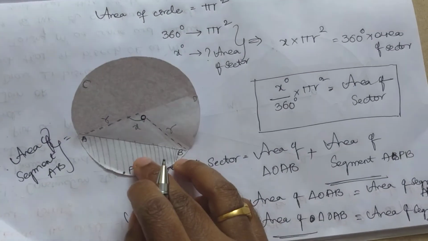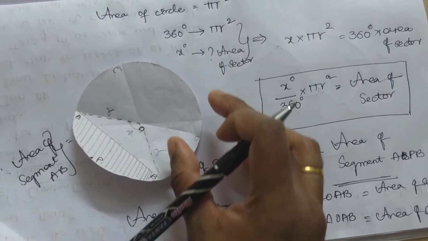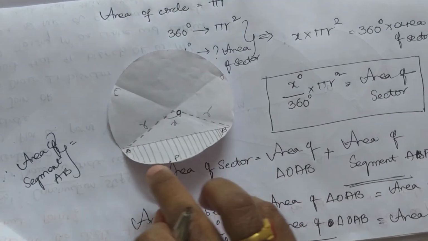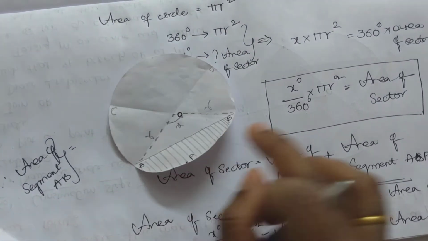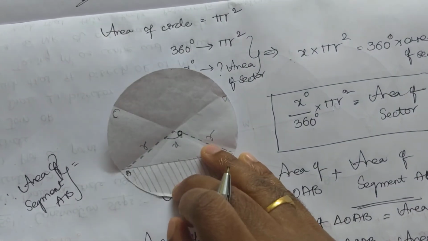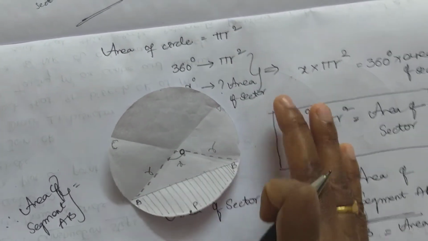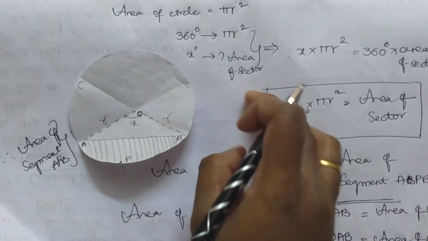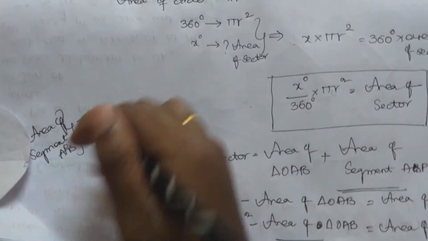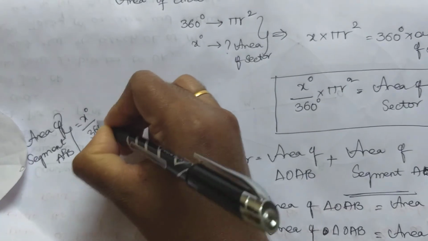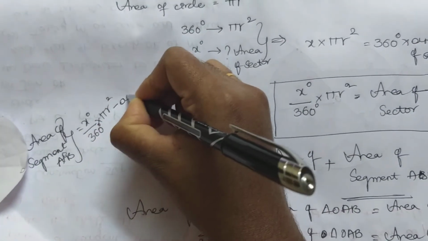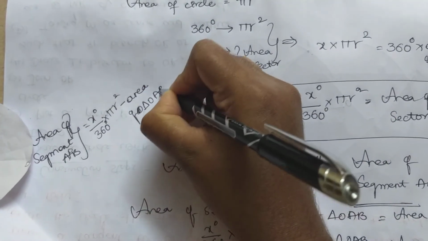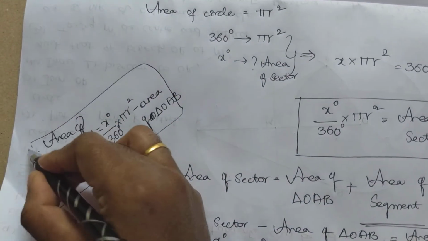Okay. So why did I take P here? Because area of segment AB means AB is the chord, right? So for any point I am taking on the circle, you can take it here also, not an issue. Here or here, it's up to you. But here I am taking P such that APB means this entire part will come. So the area of segment formula is what? Area of segment APB equals, the same formula, write it here. It's nothing but x degrees by 360 degrees into pi r square minus area of triangle OAB. So this is the formula. Clear? This is the formula derivation.